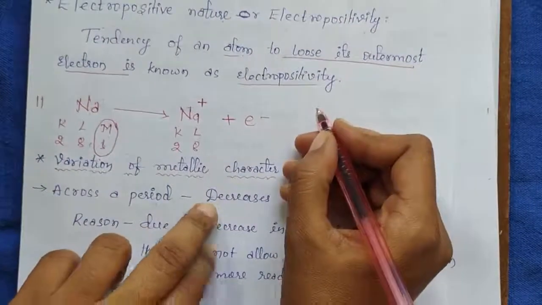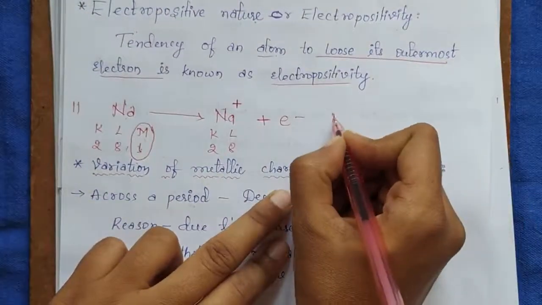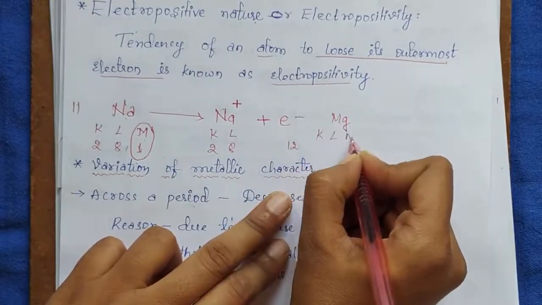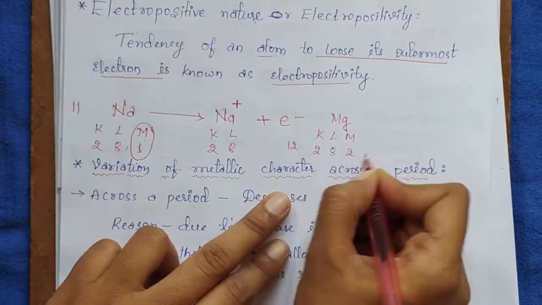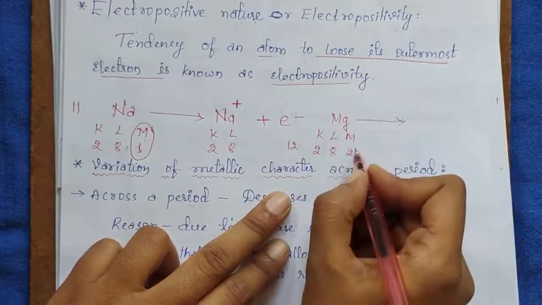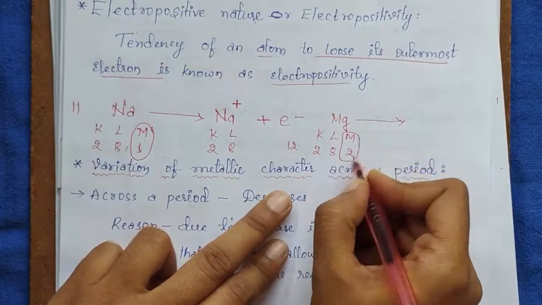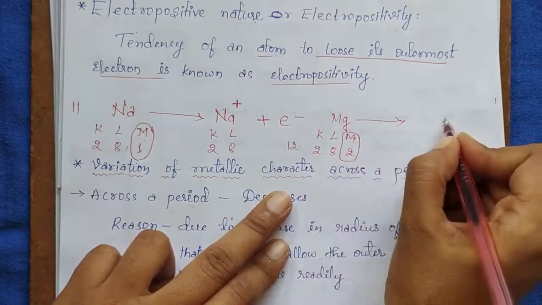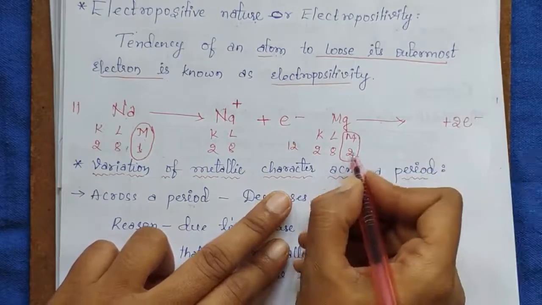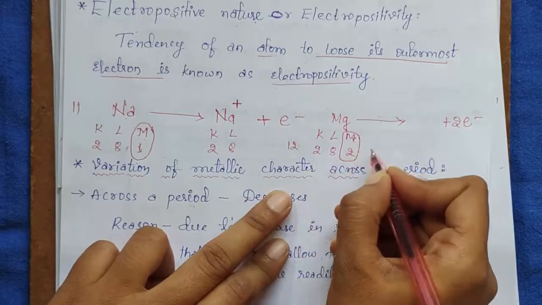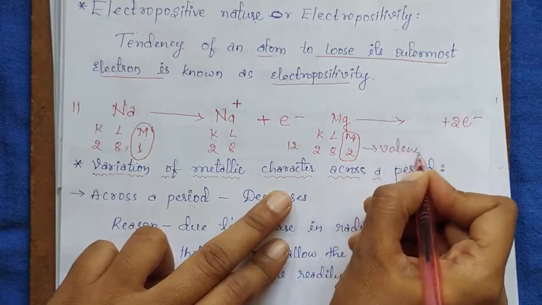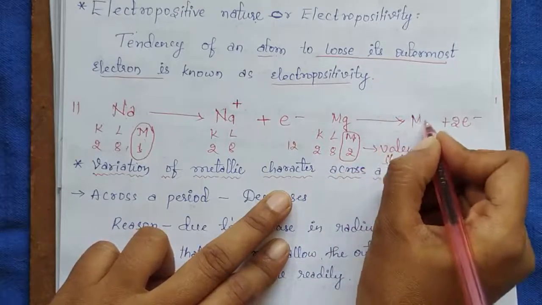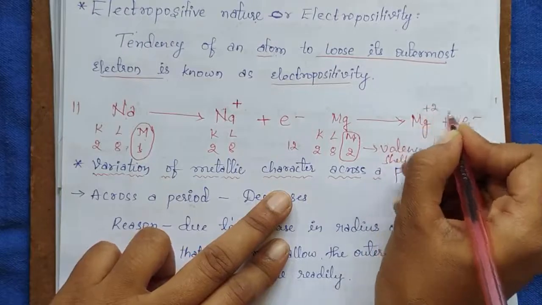If you take magnesium, its atomic number is 12. Electron distribution is 2, 8, 2. Magnesium can lose these two electrons which are present in the M shell. M shell is the outermost shell, the valence shell. So it can lose the two electrons present in this M shell. On losing these two electrons, magnesium will have two positive charges.